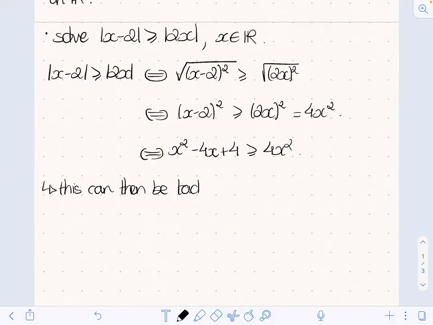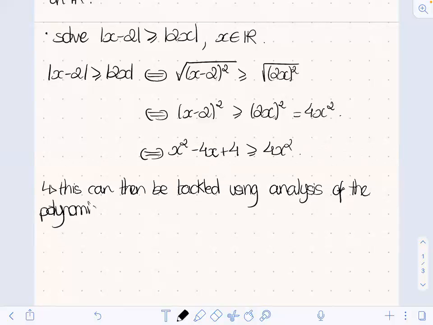Thanks. Yeah, that's absolutely true. And once you get to this stage, this can be tackled using analysis of the underlying polynomial. So you can write this eventually as a polynomial greater than 0, for example. You can compute the roots of that polynomial if it has any, and basically work out on which range of R this inequality holds.